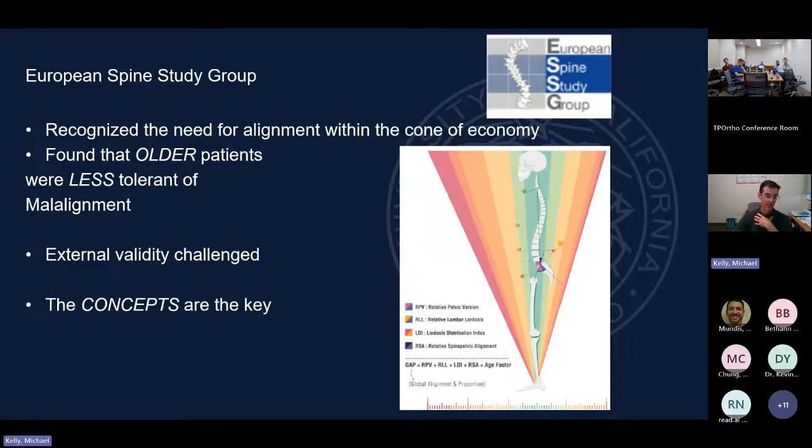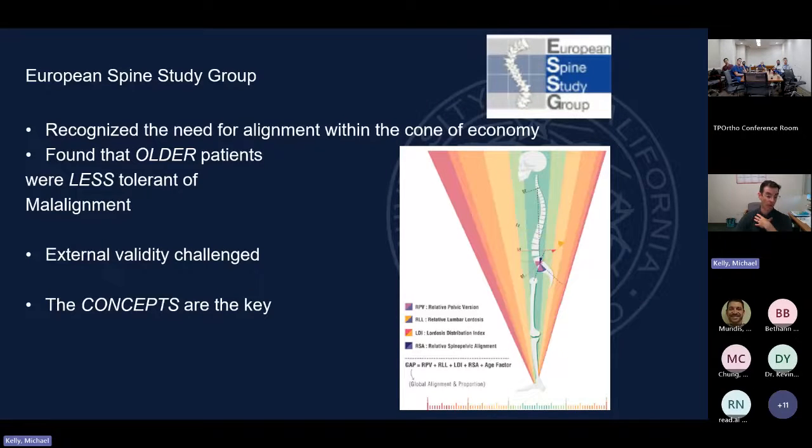With the GAP study, I think the GAP study is very important because it understood the importance of realignment in the cone of economy, and it changed our outcome measure. They changed the outcome measure from PROMs, patient-reported outcome measures, which are incredibly complicated, to mechanical failure, which is fairly discrete and hard to debate.